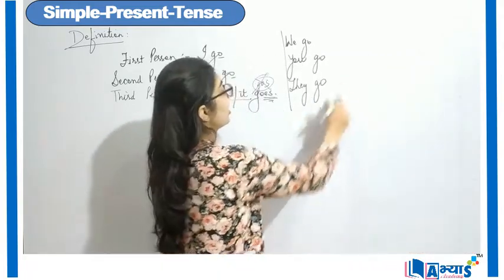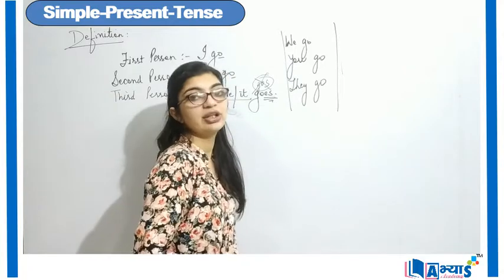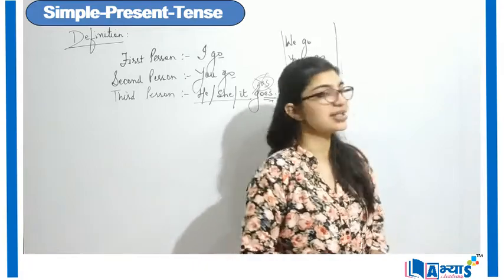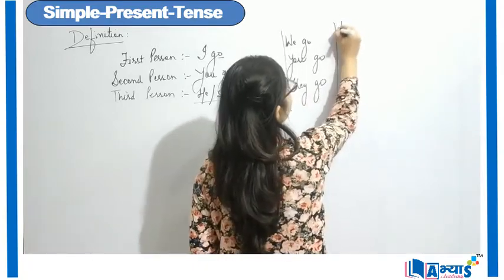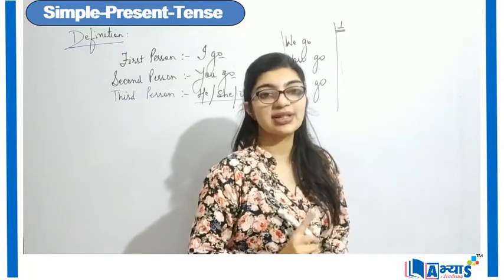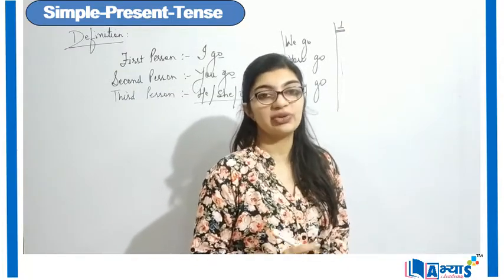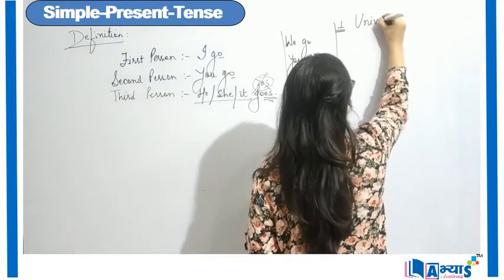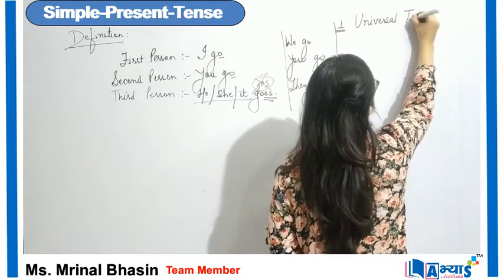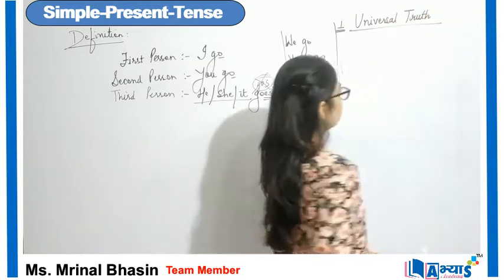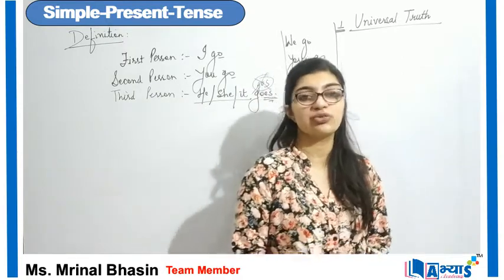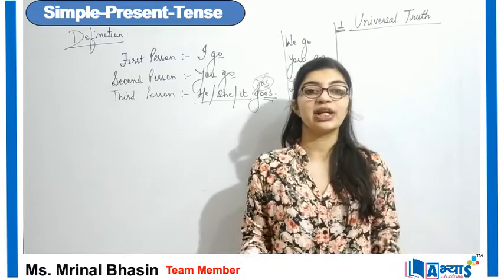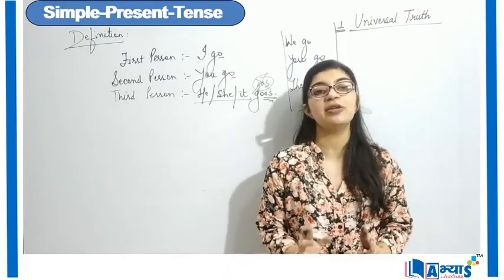Now then, there are certain rules for making use of simple present tense. The first rule is that we make use of simple present tense when we want to state something which is a universal truth. So for mentioning any universal truth, we will never make use of past tense or future tense. That statement will always be in simple present tense.